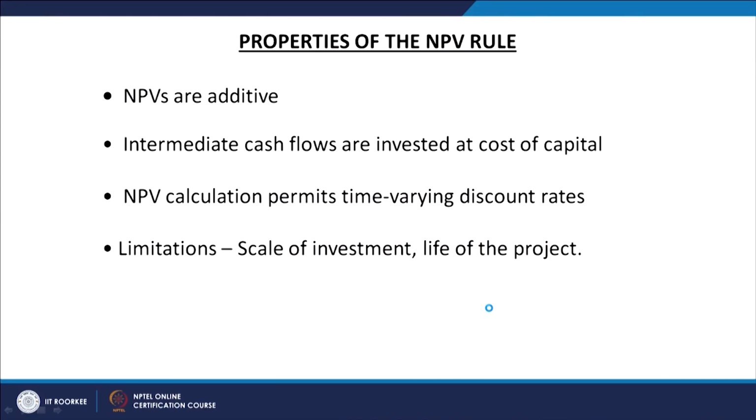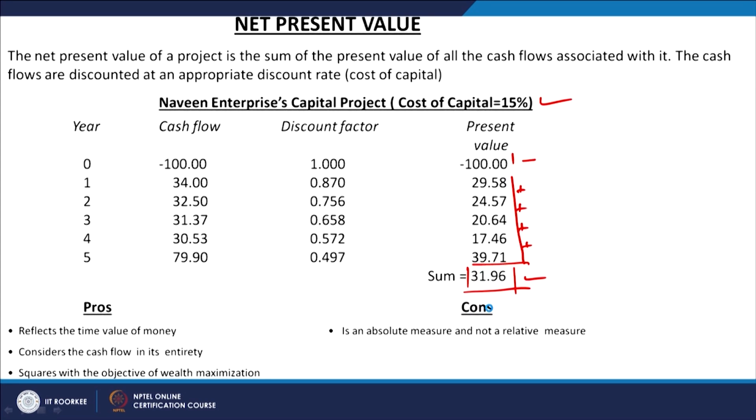So, that amount will be reinvested back and that reinvestment will be at the rate of the cost of capital. So, intermediate cash flows are invested at the cost of capital. Whatever cash flows come up next year, for example the cash flow of 32.50, this is the result of the total investment of this 100 plus 34. So, these cash flows we are not going to withdraw, we are only simply calculating what is the cash inflow available, what is the total return available.